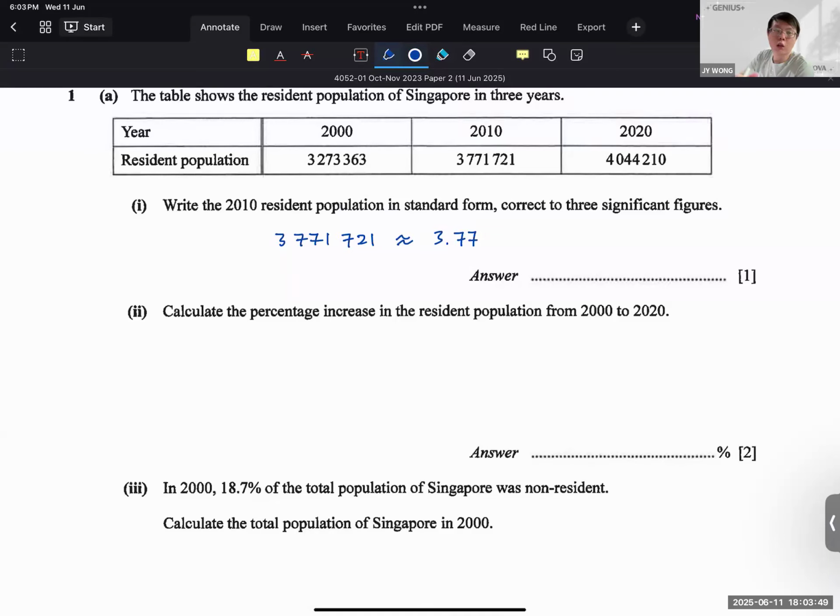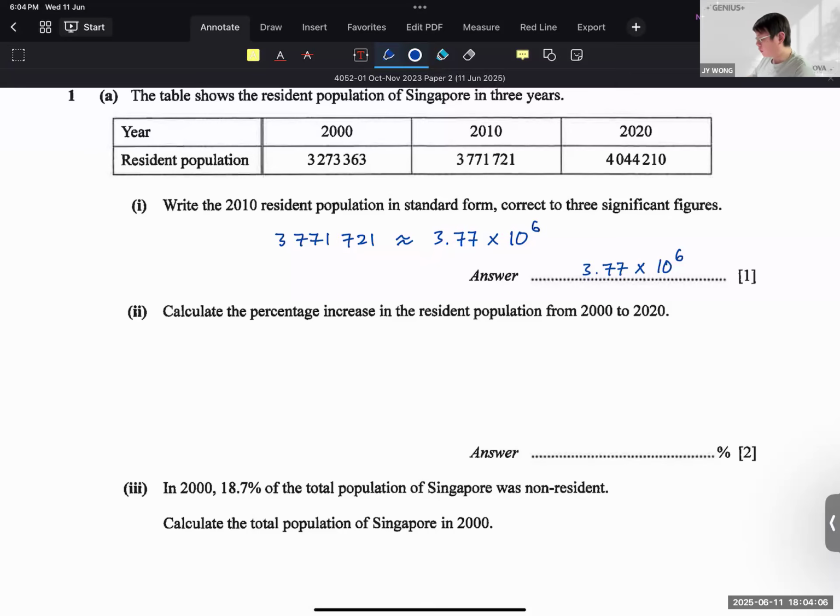Technically, if it's in million, you can just directly multiply by 10 to the power of 6. You ought to know that million is 10 to the power of 6. Okay? And they want the answer in 3SF. So you just leave it as such. No working required because it's just a 1-mark question.